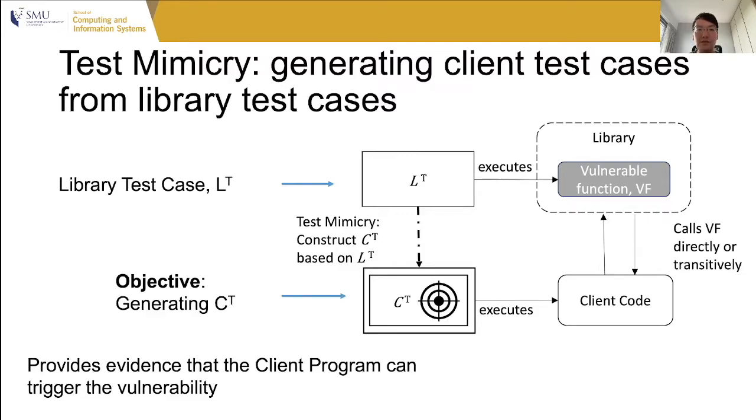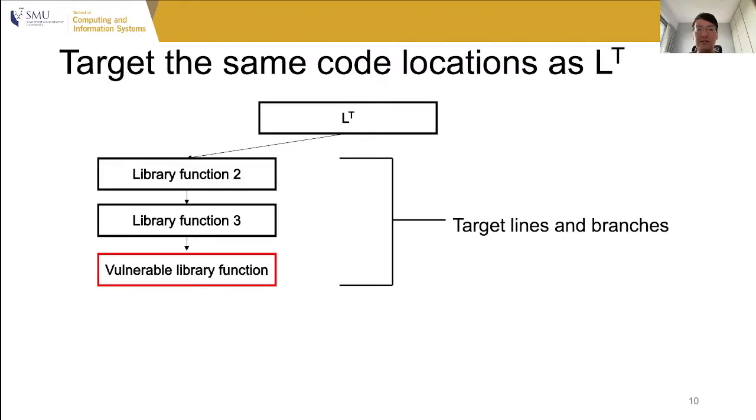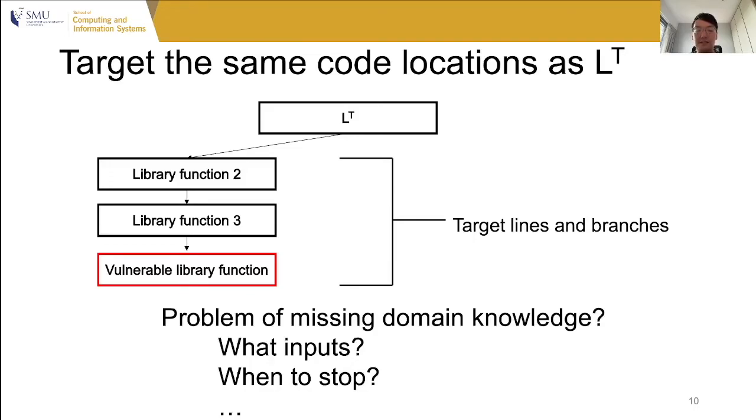So to start off, we would first instrument the library code and then execute LT, the library test case, and we would target the same lines and branches that were covered in LT. So in other words, we try to guide the generation of CT to cover the same program locations that were covered by LT. But this is not enough because this does not address the problem of missing domain knowledge. What kind of input should we generate and when do we stop?